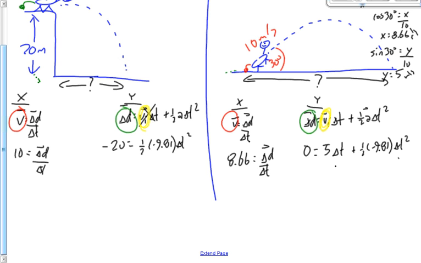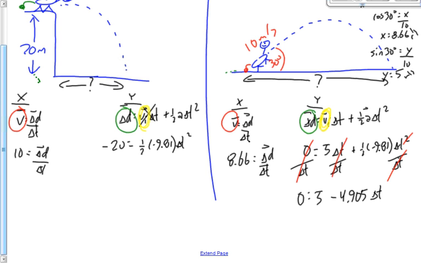What's 0 divided by t? 0. What's t divided by t? 1. What's t squared divided by t? T. Am I allowed to divide everything by t? I can divide everything by whatever I want as long as I divide everything by the same thing. Cancels out. I'm left with 0 is equal to 5 plus half of negative 9.81, or subtract 4.905 times t.